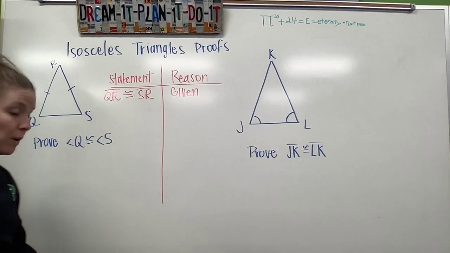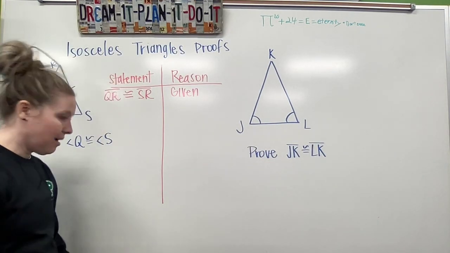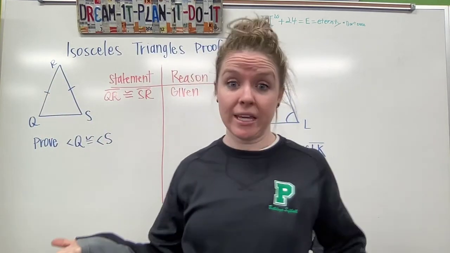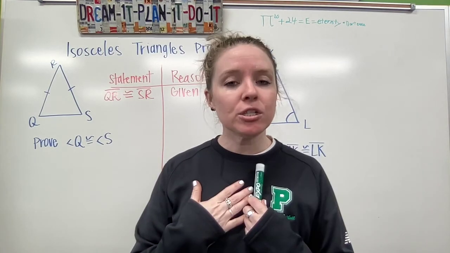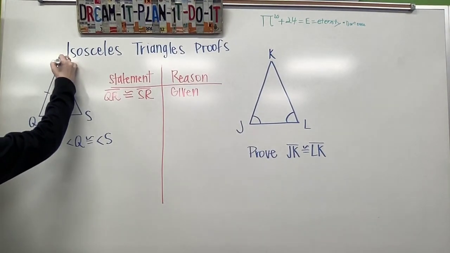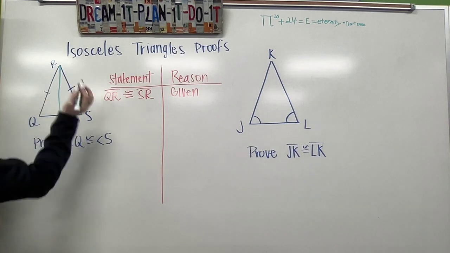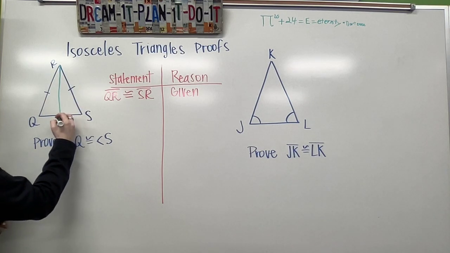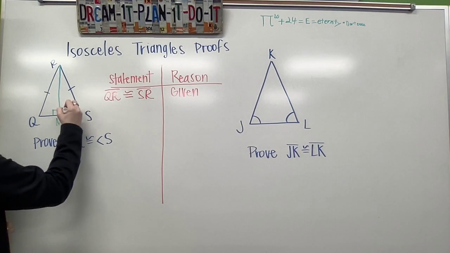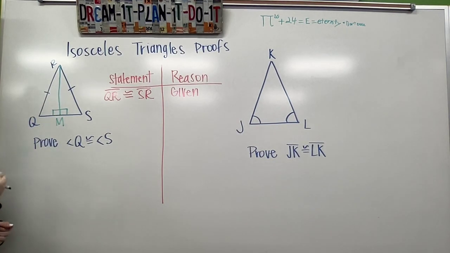All right, this is where we're going to start with our first new piece of information, because if we look at our triangle, I don't have anything else new to say. I know those two sides. I know nothing else. So what I'm going to do is introduce a new line. I'm going to connect R to our base QS with this line, and I'm going to say that this is M, just for fun. It's just a letter. And I'm going to say that this new line RM is perpendicular to QS.